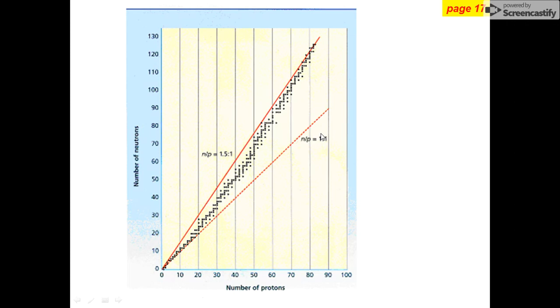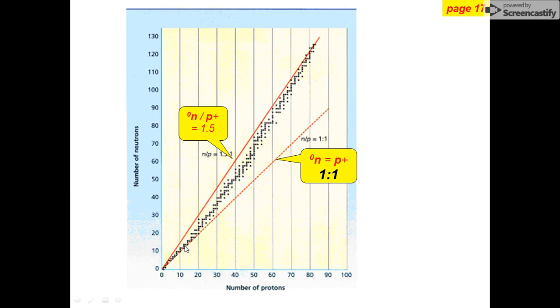Here is a diagram that you have on page 17. This diagram is showing all the stable isotopes. Okay, all these black dots are all the stable isotopes. A neutron to proton ratio of 1 to 1 is right here. Neutron to proton ratio of 1.5 to 1 is right here. So all the stable isotopes, they exist within here.